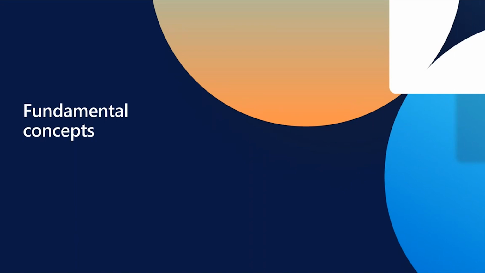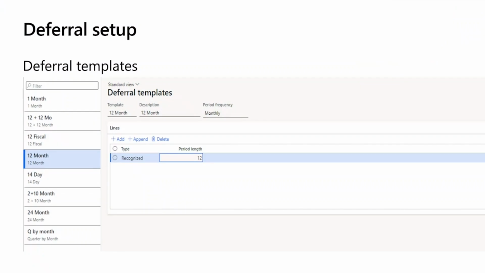So we'll talk about some fundamental concepts and how those come into play here. So we have what are called deferral templates. These are part of the setup of revenue and expense deferrals. In this case, these are templates that can tell us how we want to defer particular scenarios. In this case, you'll see the example that's highlighted is that it's going to be recognized over 12 months.